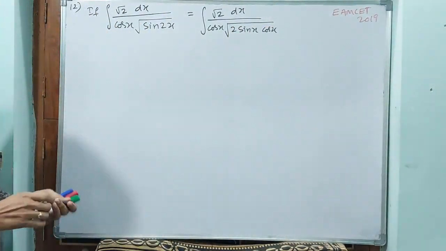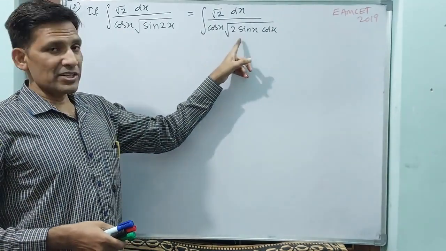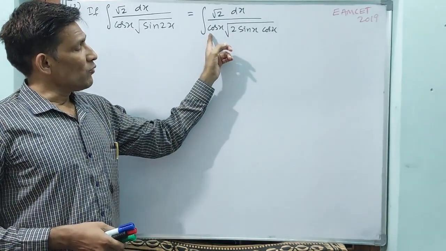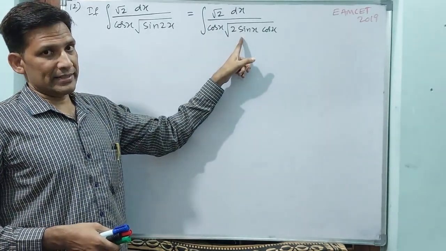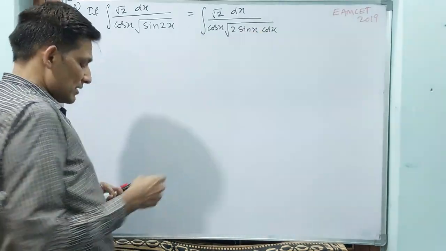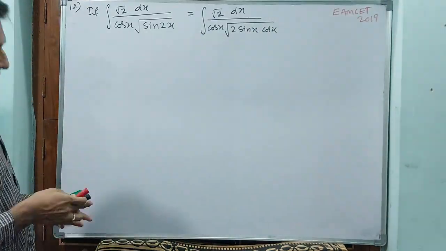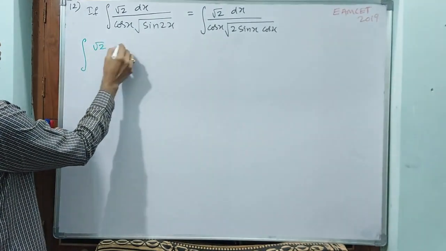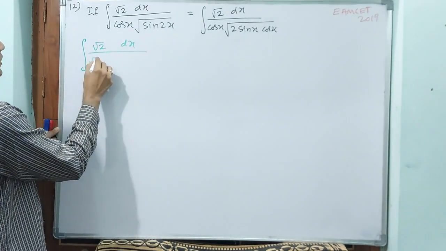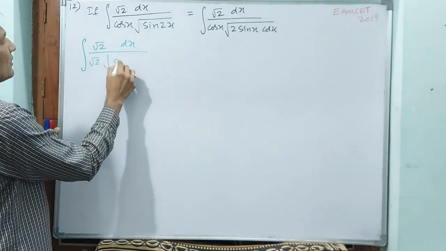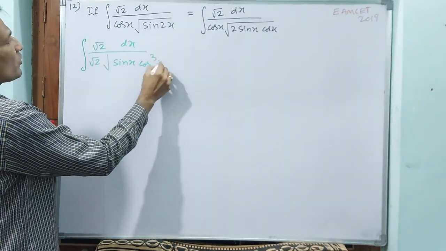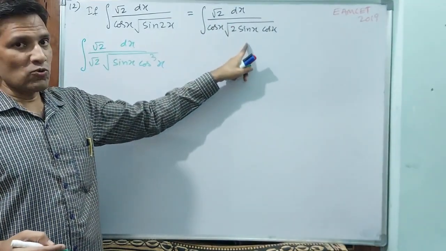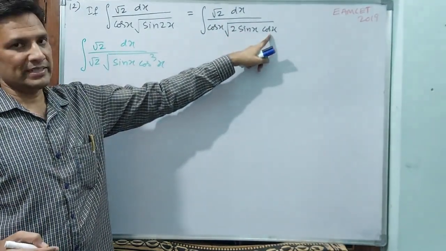Now see, even though a denominator separation is there, it is all multiplication only. There is no plus or subtraction. Directly, if you want to send it inside, you can send it as cos square x. Then cos square x and cos x, cos cube x, it is going to become. I am sending it like this: integral root 2 dx by root 2 into root of sin x cos cube x. Why? Because this cos x, if it goes inside the root, becomes cos square x, cos square x into cos x, cos cube x.